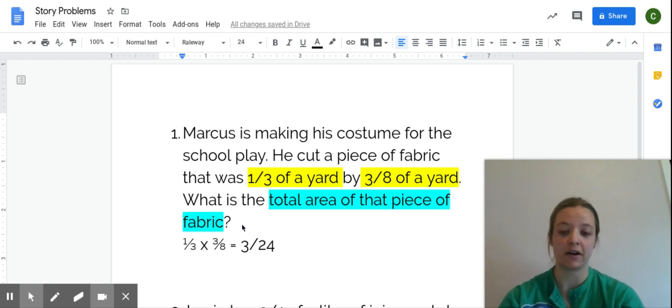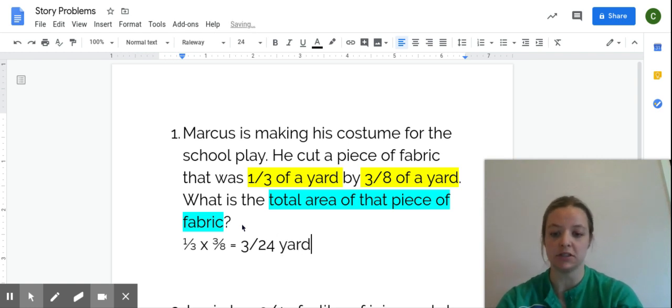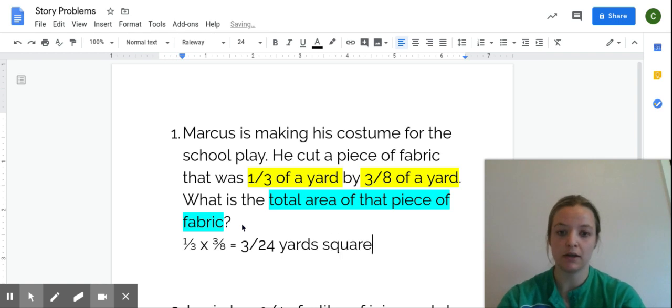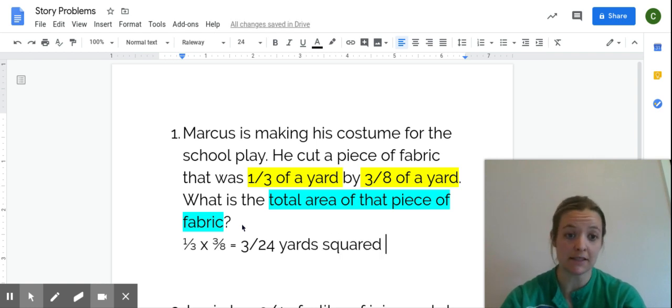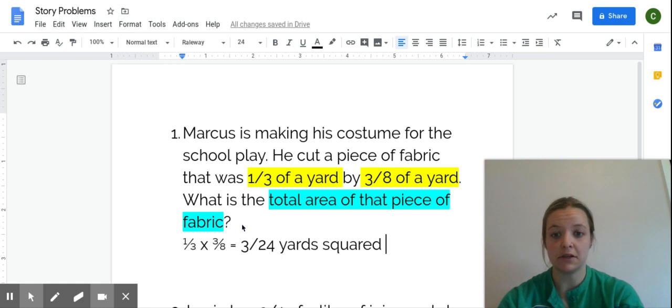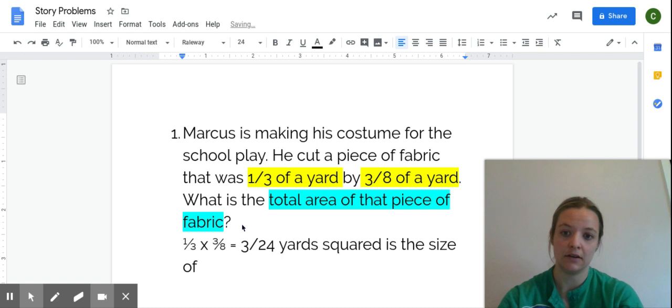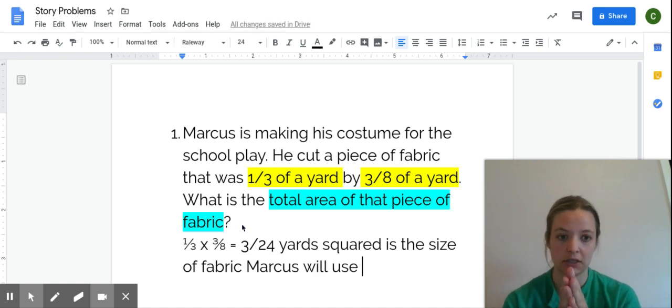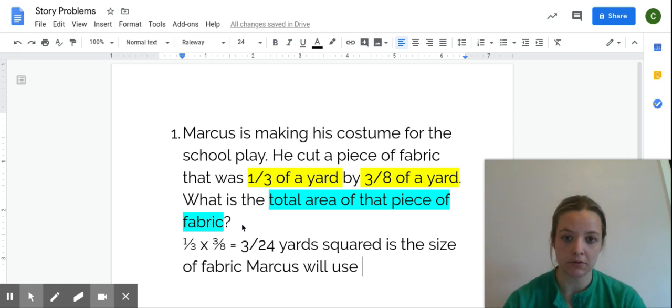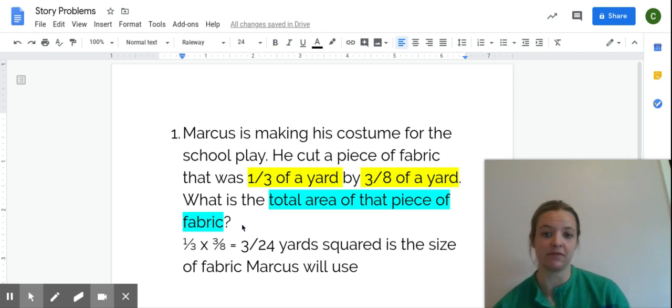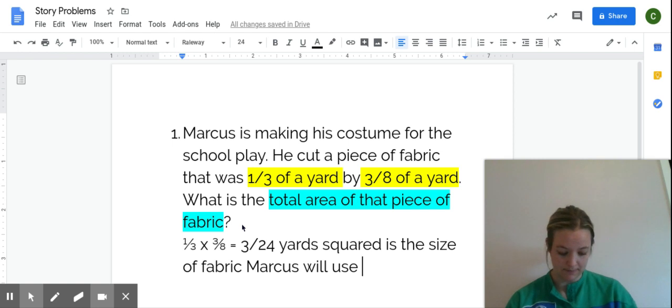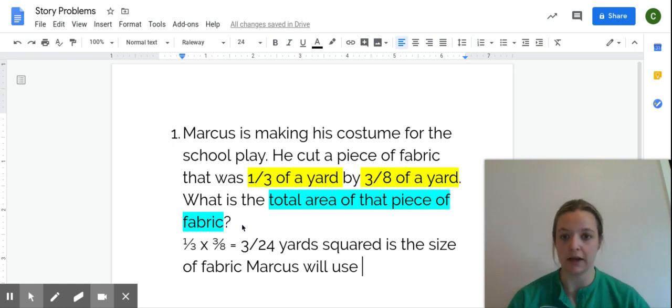And remember, I need to label and answer my question. So when it's asking for area, I need to include the units, which is yards squared. And my question was about the size of the fabric. So I would say 3/24 yards squared is the size of fabric Marcus will use. I've used my same words that are in my question to answer it. This is asking about the total area.